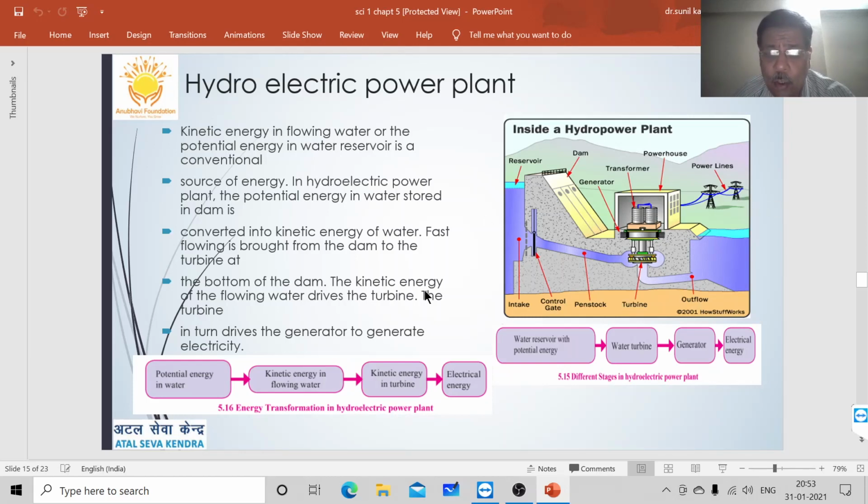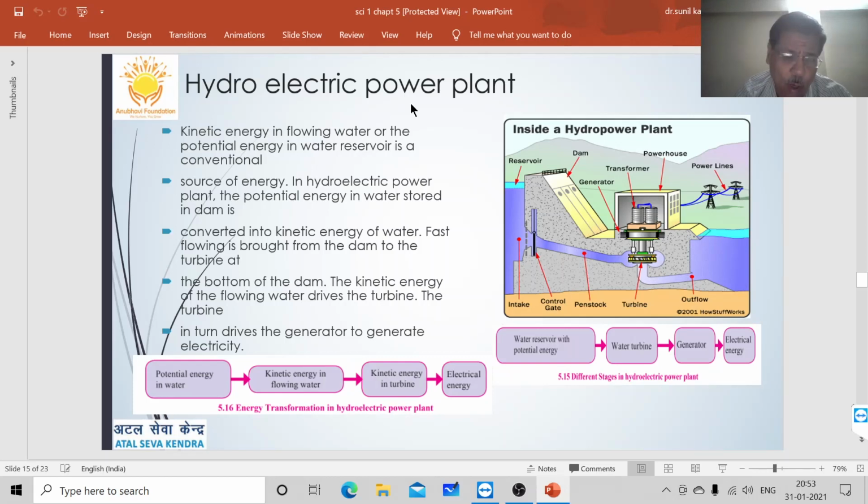You must have heard about Koyna Dam and various dams, Bhakra Nangal Dam, etc. They are generally huge dams which are constructed across the rivers to obstruct the water, and the water released from the dams can be used for converting the kinetic energy of the water into electrical energy in hydroelectric power plants.